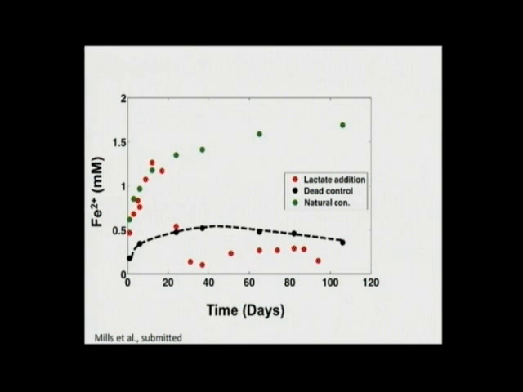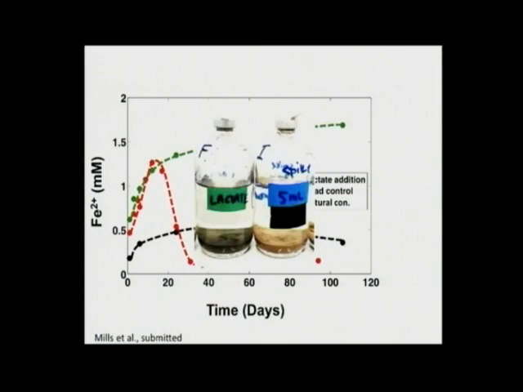When we look at the iron isotope, in the dead control there is a variation, but not a big variation. And in the natural condition, we saw an increase in iron, which makes sense. This is what we saw in the field. But when we added the lactate, we saw that the iron increases and then decreases. The reason the iron decreased is because we start with sulfate reduction. When we have sulfate reduction, we produce sulfide, and this sulfide basically titrates the iron out, and we get this black precipitate.